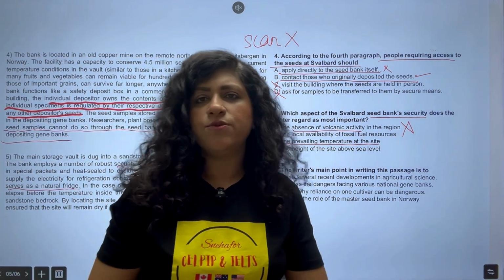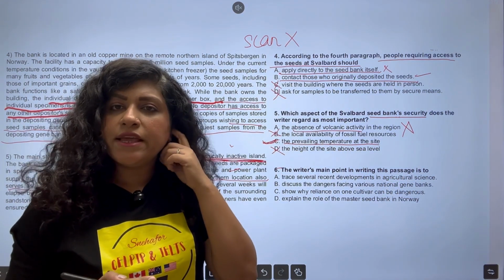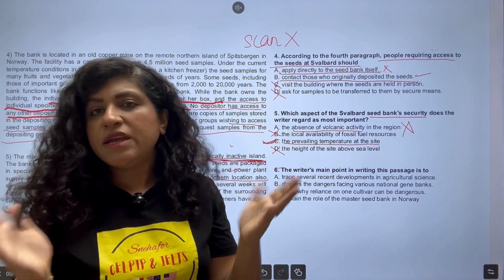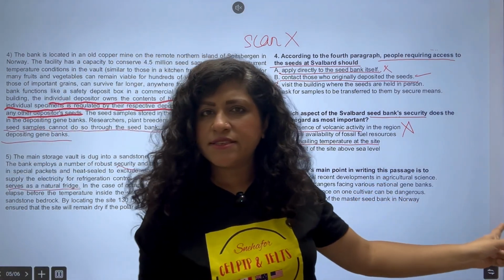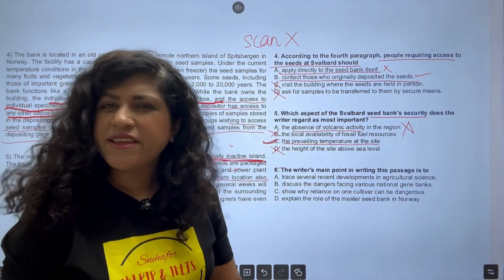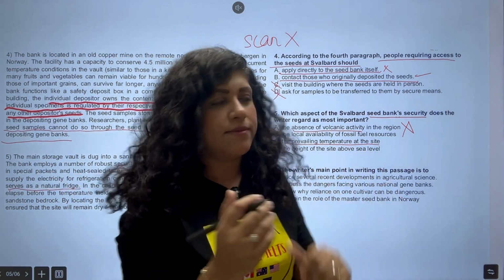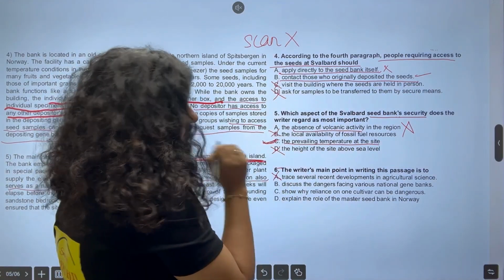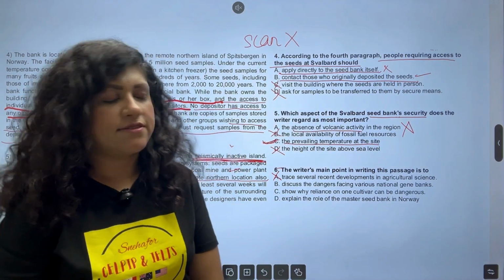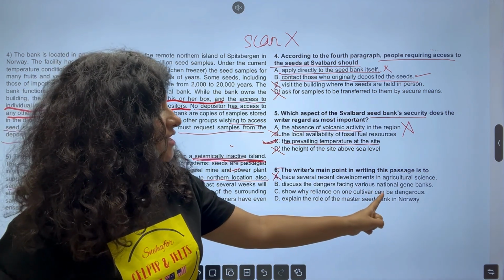Now, if I ask you, out of these options, what is that one thing that is entirely being repeated in the text? Is it developments in agriculture science? It's not about development. That is a very generic option. We are only focusing on the seed bank in Norway. We are talking about a very specific topic. This is too generic, too generalized. Cannot be my answer. B says, discuss the dangers facing various national gene banks.